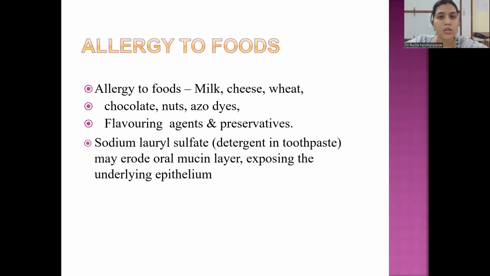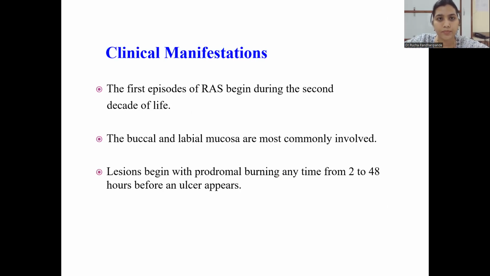Then allergy to certain foods such as milk, cheese, wheat. So there are patients who have allergy to these products, and due to that allergy, they develop aphthous ulcers. Then due to some flavoring agents and preservatives, and an agent in the toothpaste, sodium lauryl sulfate, can also cause aphthous stomatitis. And coming to clinical manifestations, aphthous ulcers begin in the second decade of life.